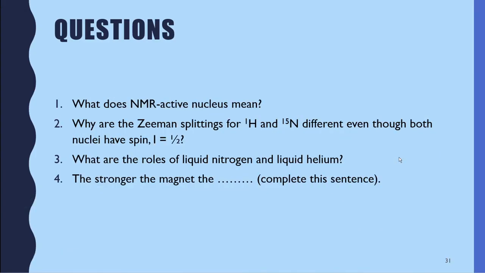Alright, so I'm going to leave you with these questions for you to answer. If you really understood what we have covered today, you should be able to answer these questions. What does NMR active nucleus mean? And why are the Zeeman splittings for proton and nitrogen-15 different, even though they both have spin I equals half? What are the roles of liquid nitrogen and liquid helium? The stronger the magnet, the... This could be anything that makes sense.